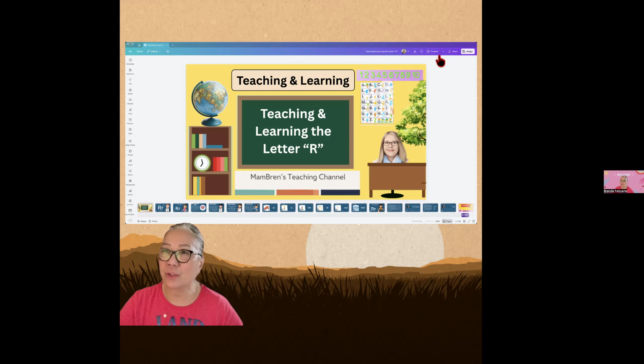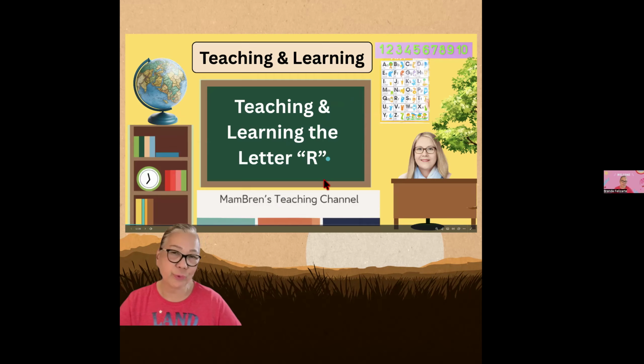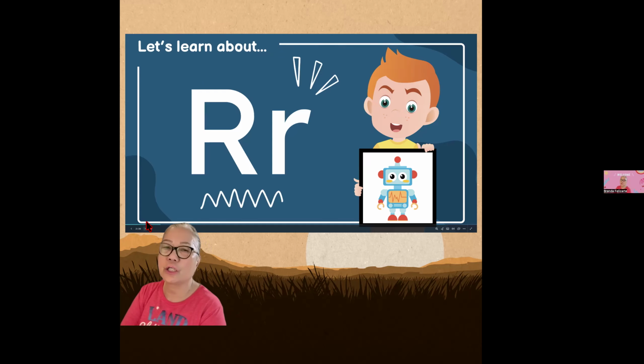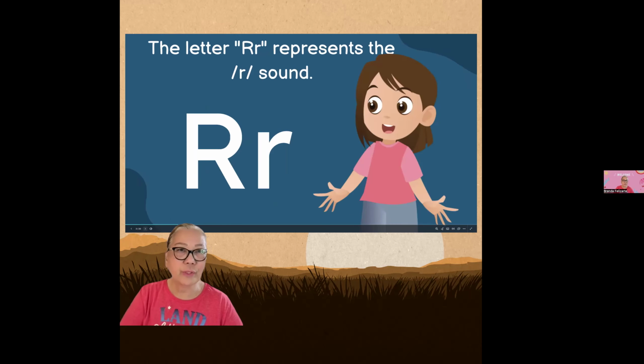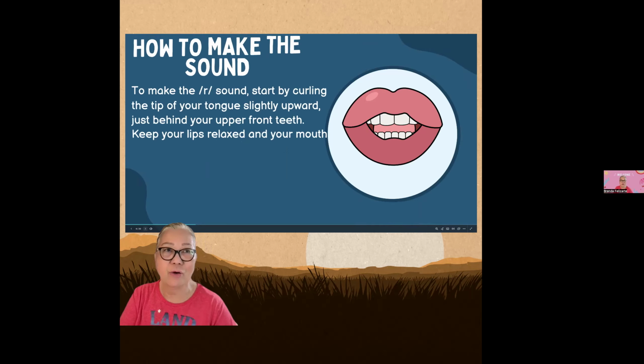All right, so let's start. Thank you for being patient with me. I'm still learning, okay? Now, today's lesson is teaching and learning the letter R. All right, let us learn about the letter R for robot. R for robot. Okay, the letter R represents the R sound. The letter R represents the R sound.